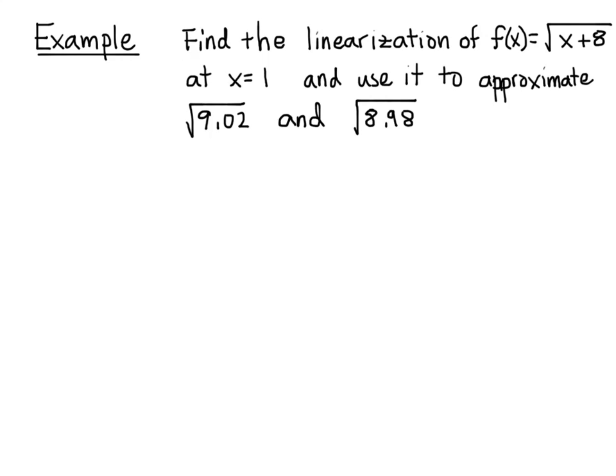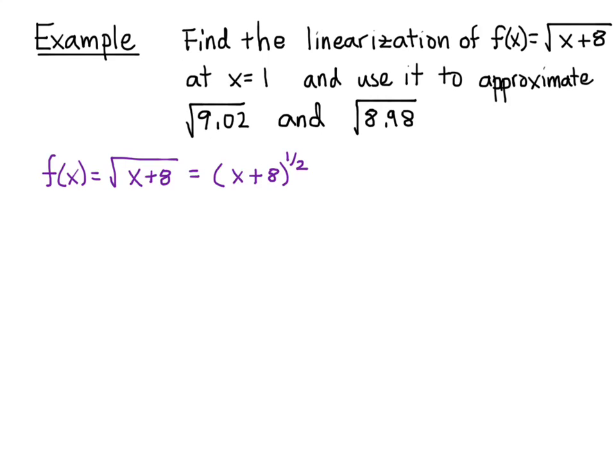And so obviously in your calculator you can just plug in the square root of 9.02 and get your answer. But that's going to be beside the point, because we're going to assume that on a large scale we can't actually evaluate the function explicitly. So how are we going to do this? We're going to use that linearization.